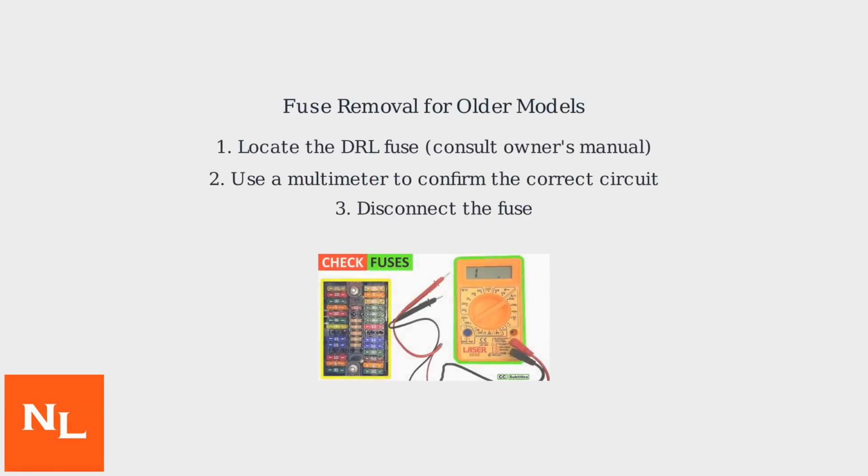Disabling DRL varies by vehicle. Older models from before 2010 may allow simple fuse removal, while newer vehicles often require OBD2 scanners or custom wiring. For fuse removal in older models, first locate the DRL fuse by consulting your owner's manual. Then, use a multimeter to confirm the correct circuit and finally disconnect the fuse.